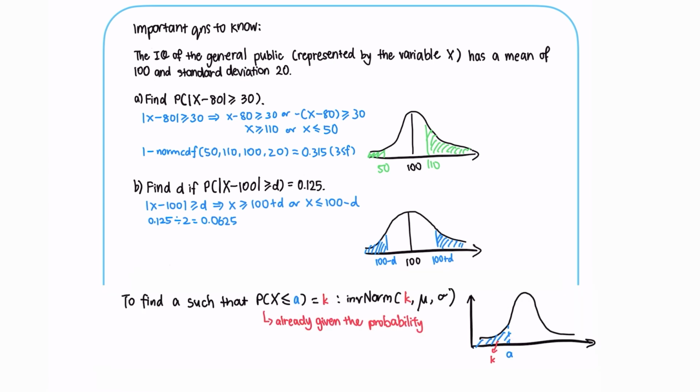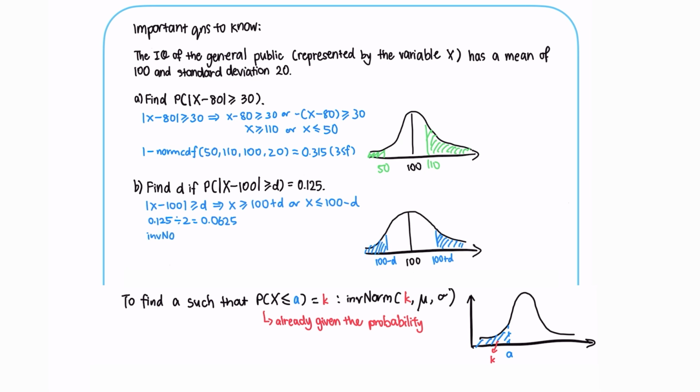By the way, one thing that I forgot to note is that inverse norm takes the area from the left. And the reason why this is so is because it's coded to take the probability that the variable x is less than or equals to a certain number. So in this case, if we take this certain number to be 100 minus d, this will be equal to 0.0625. And as such, we cannot use inverse norm for something like this, because this is x is more than or equals to 100 plus d. The area must come from the left side.